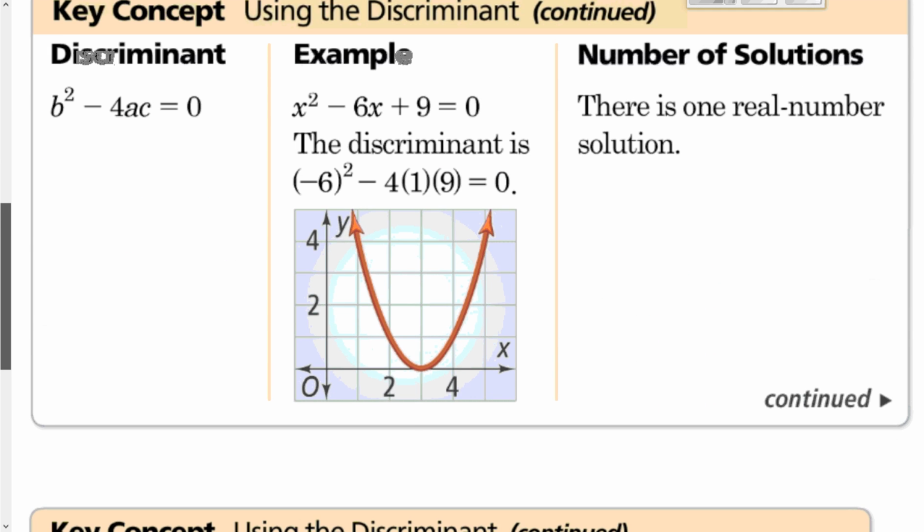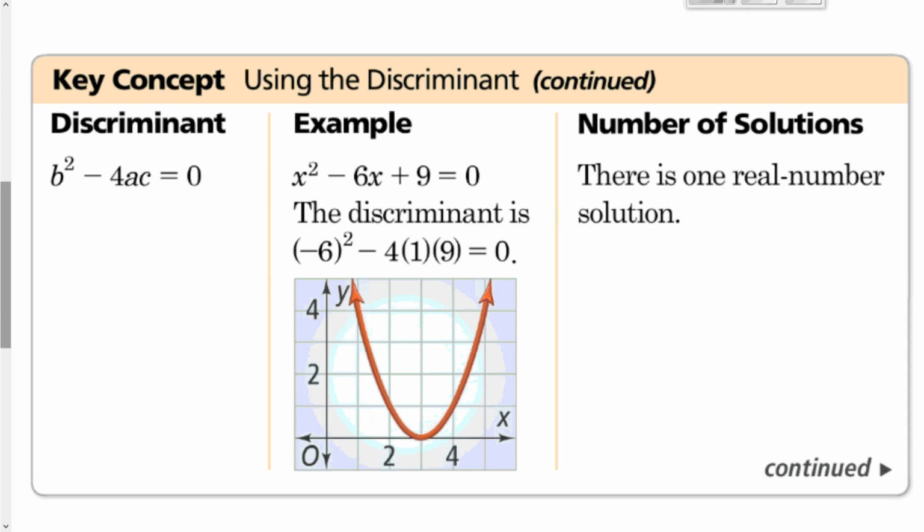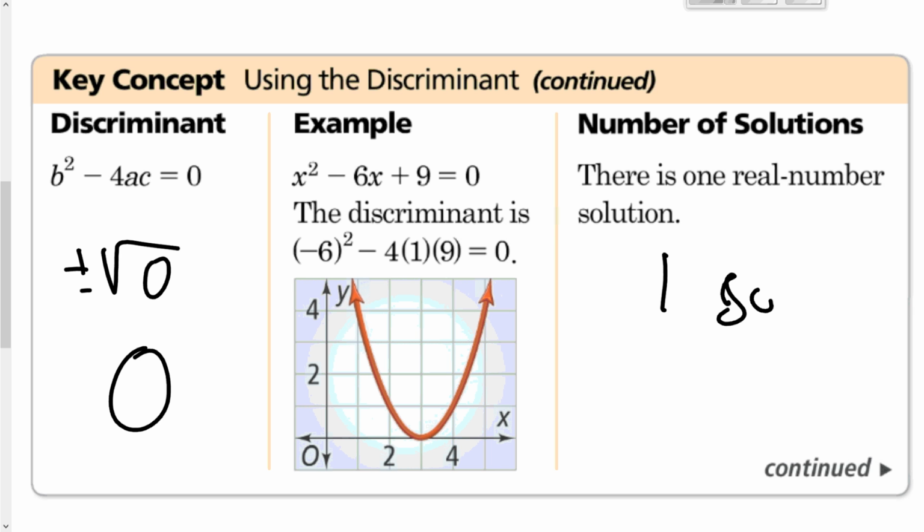When that is equal to 0, what's inside the square root, you get an answer of the square root of 0. Well, what's the square root of 0? It's not plus and minus, right? It's not plus and minus 0. Square root of 0 is just 0. So you will have one real number solution. It's fine.